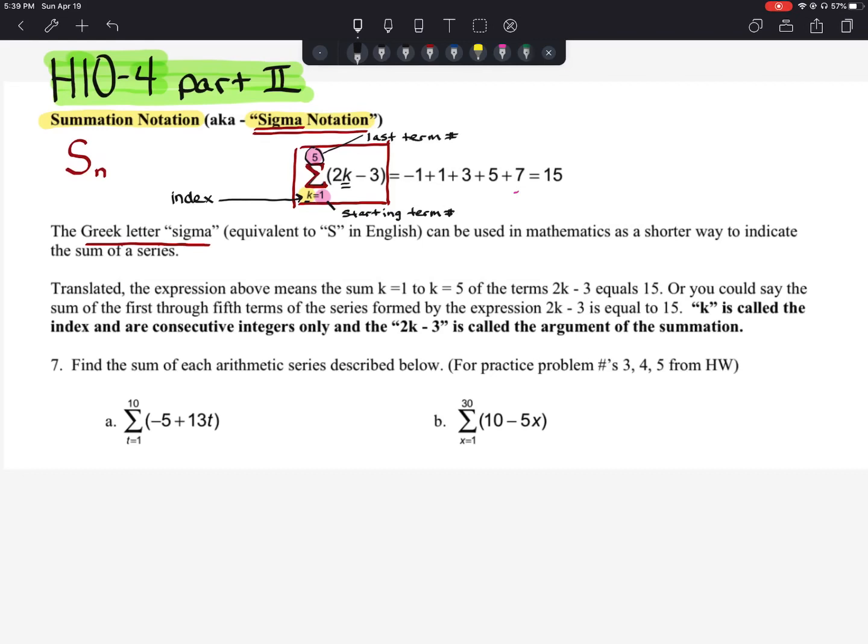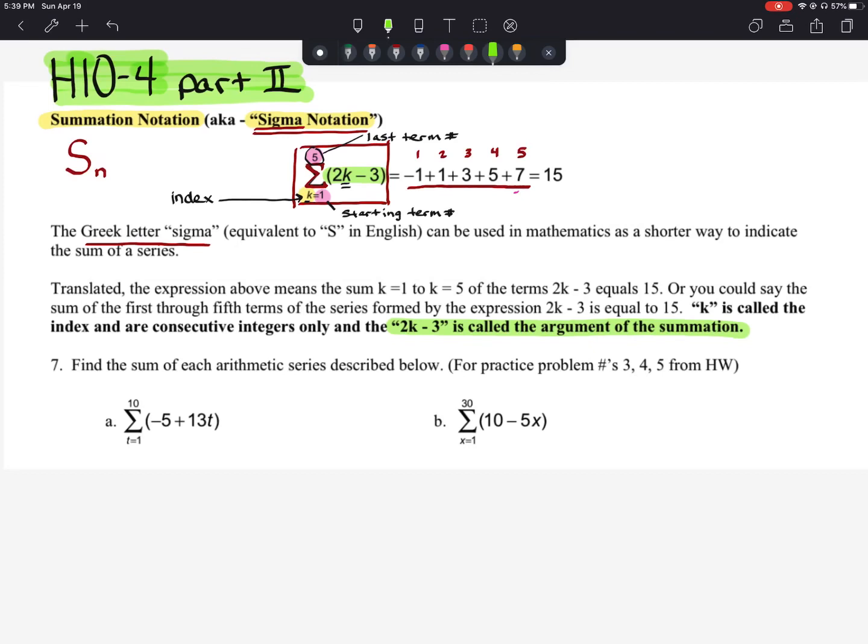Notice I say term number because you'll see here that we have a series written here: -1, +1, +3, +5, +7. The term numbers here, right? This is term number 1, this is term number 2, 3, 4, and 5. Where those terms actually come from is what we call the argument. This is the argument, 2k minus 3. The 2k minus 3 here is what we call the argument of the summation. It's like your explicit rule. We find our terms using that expression.